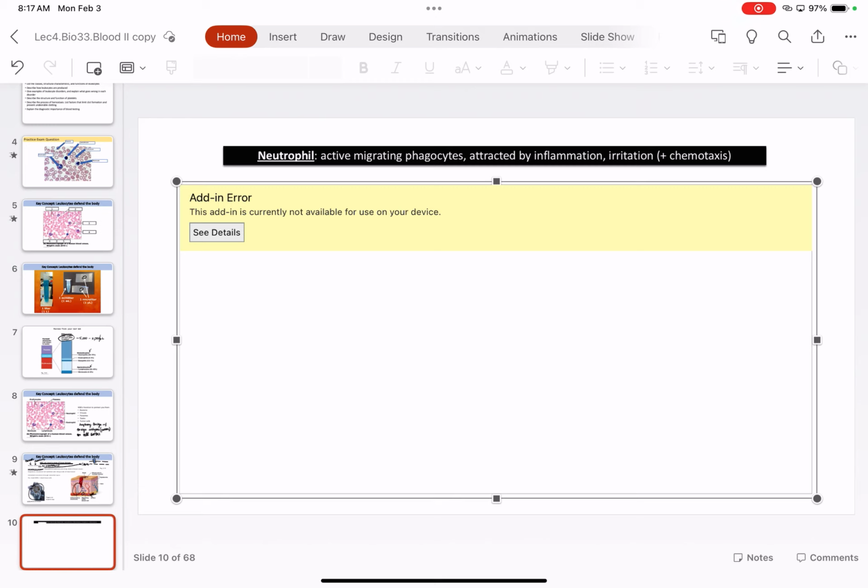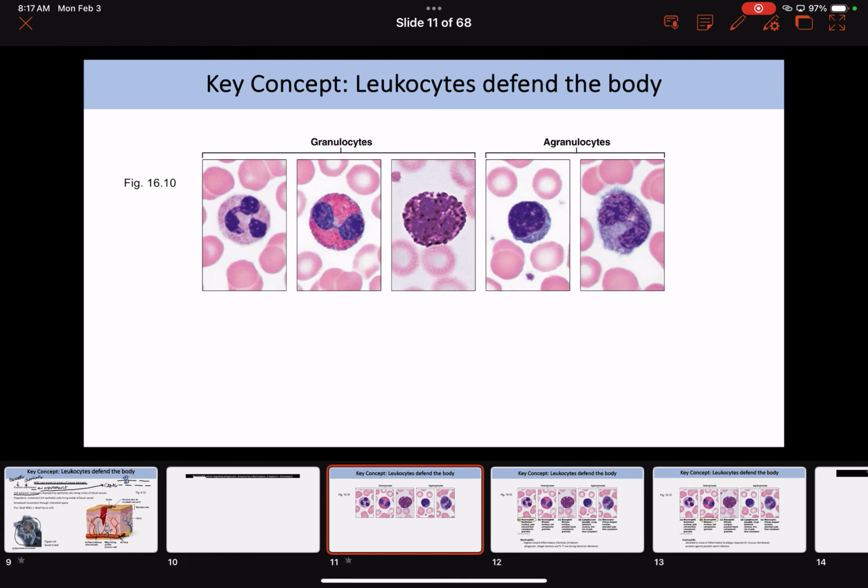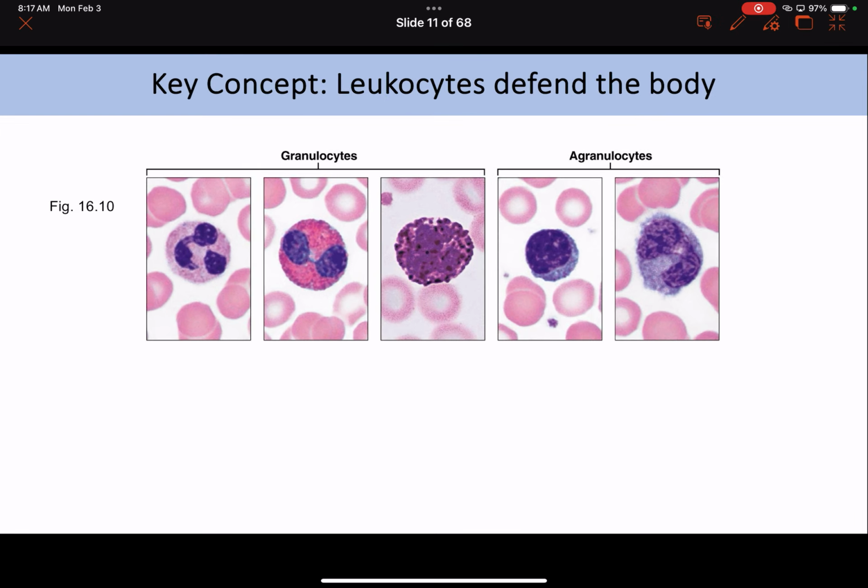It was going to show you kind of how those white blood cells move, and I've downloaded this before, so I'm not sure why it's not working, but we'll figure it out later. I'll show you in lab. But, and I'll send you guys a link on Discord so you guys can see the way those white blood cells move.